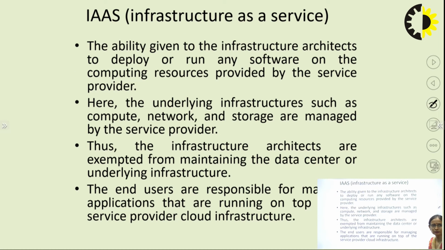Next one is your IaaS, that is infrastructure as a service. In this case, infrastructure means your underlying architecture, your hardware. It could be your network components, for example your routers, hubs, gateways, and we could have the storage devices, then we could have the computing power. All these need to be accessed over the cloud.